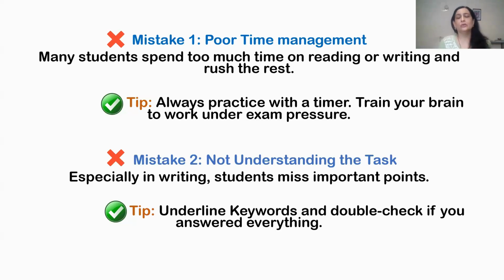Now mistake two, not understanding the task. Especially in writing, students miss important points. So my tip is: underline keywords and double check if you answered everything. Sometimes you miss one or two points, so you will lose marks. So here you have to understand this: underline keywords.